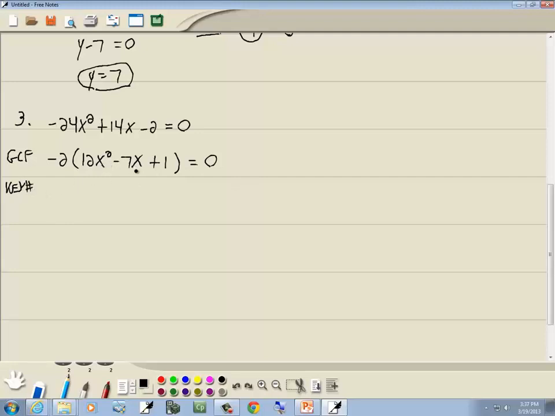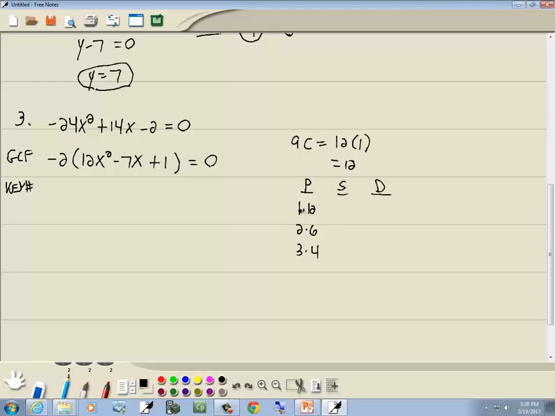Now looking at what's inside the parentheses, this is going to be the key number. We have x squared, x, no x, and there's a number in front of our x squared. With the key number, we take the number at the beginning times the number at the end. So take 12 times 1, ignoring signs. Not that everything's positive here, but again, we're looking at just what's inside the parentheses. And we'll use our 3 columns again a little bit differently. We'll write down all products that give us 12. We got 1 times 12. We got 2 times 6. And we got 3 times 4.